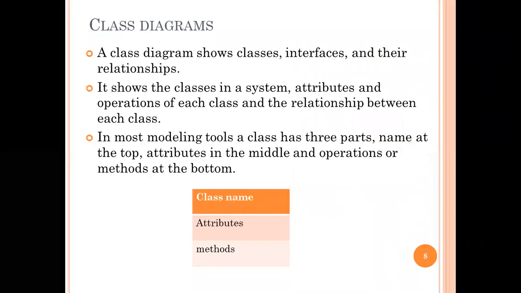The next one is the class diagram. A class diagram shows classes, interfaces, and their relationships between objects. It shows the classes in a system, the attributes and operations of each class, and the relationship between each class. In most modeling tools, a class has three parts: first the class name at the top, attributes in the middle, and operations at last. Always remember that whenever we declare a class name, the initial letter should be capital. That is class name, attributes, and methods. This is the class.